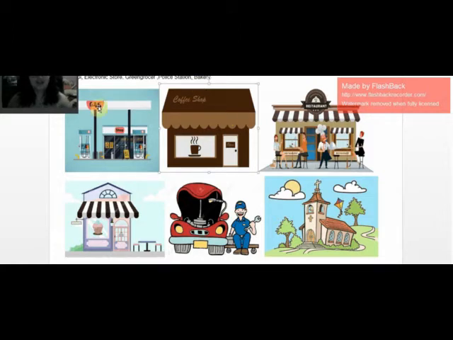This is very easy. So you can practice with a different flashcard. For example, this is a restaurant. If I have two restaurants, I have to say these are restaurants. This is very easy.